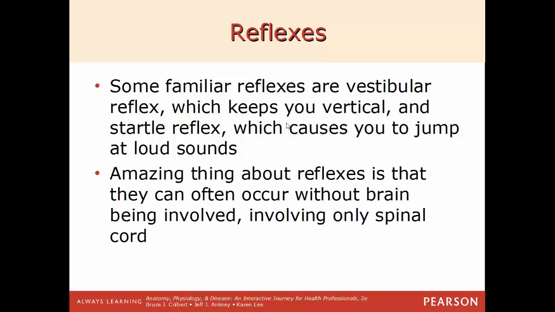Now the amazing thing about reflexes, it's receiving sensory information and you're responding to that information through motor function, but it's not involving your brain. It only involves the spinal cord. That's why it can happen so quickly. So not all information that you deal with on a daily basis is processed by your brain. Some gets processed just by the spinal cord.